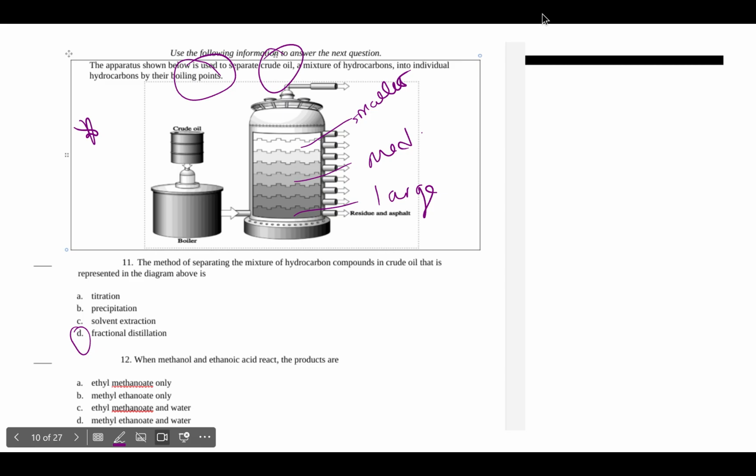So even though this question looks familiar, they can ask very similar questions, but in the same way. You're separating hydrocarbons by their boiling point. The smaller molecules will boil first and come out the top, larger last.